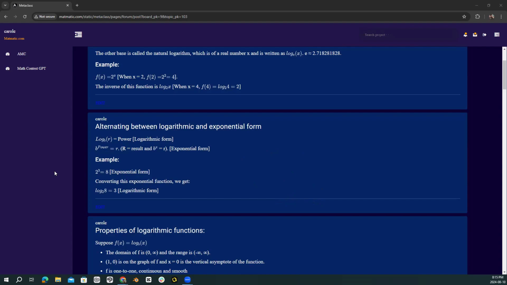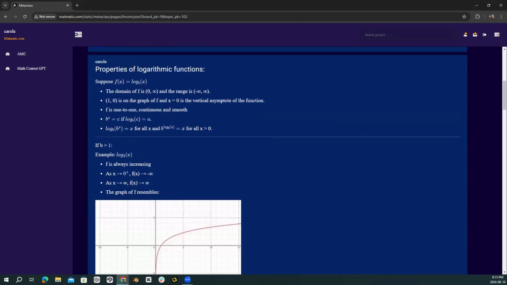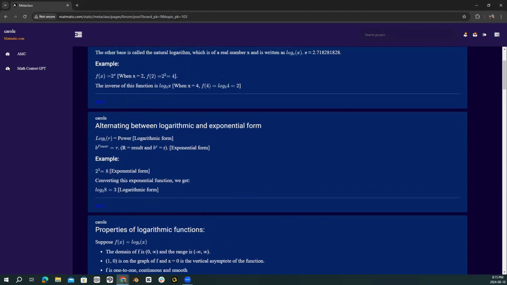Okay, next up we're moving, oh wait, do you guys have any questions about alternating between the two forms of these?